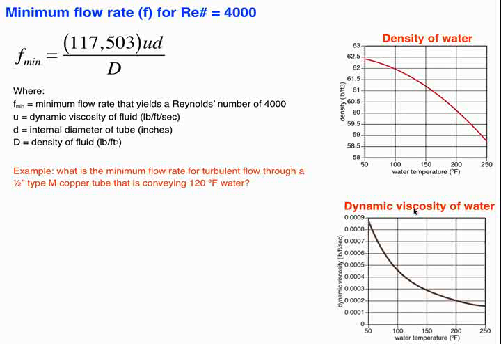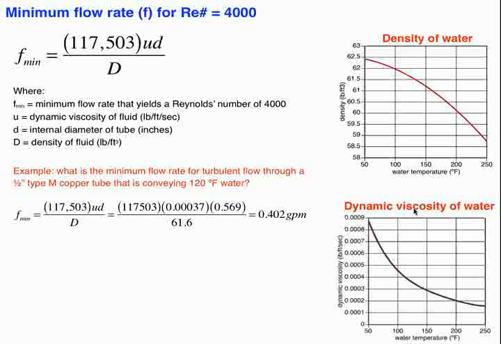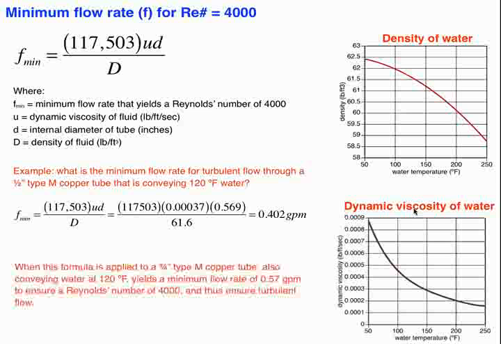Okay, I did an example calculation here. What's the minimum flow rate for turbulence in a 1/2 inch copper tube that's moving water at 120 degrees Fahrenheit? And the numbers work out to be just over 0.4 of 1 gallon per minute. So if you're sizing baseboard and you have a 1/2 inch tubing, you want to make sure that the flow going through that tubing is turbulent. You want to transfer heat well.